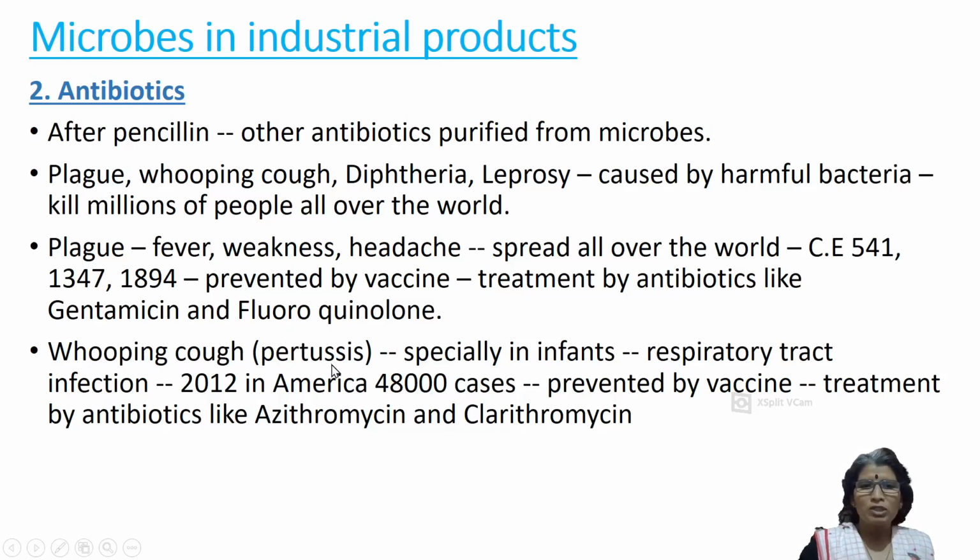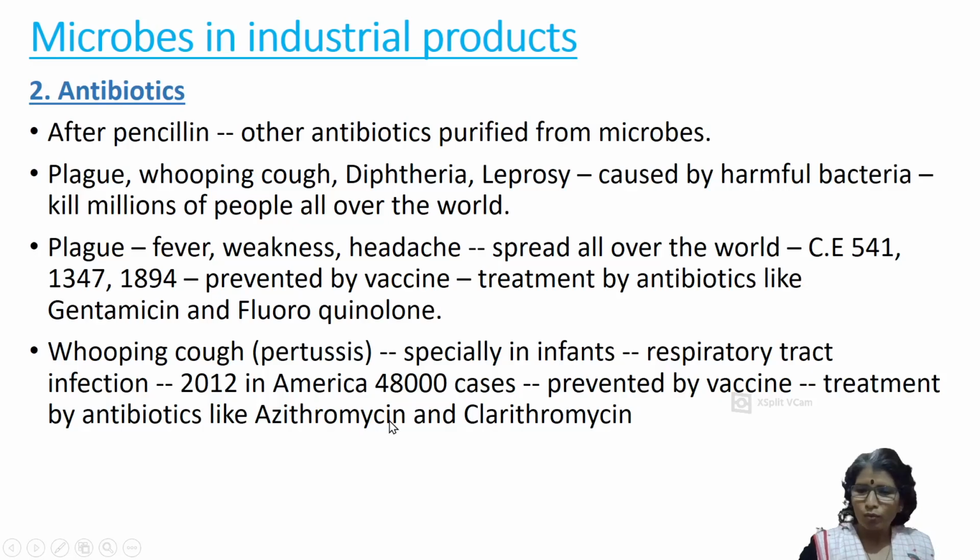And information about whooping cough. The other name is pertussis. Generally, this disease we can see in infants. In infants, the respiratory tract is infected. In 2012 in America, nearly 48,000 cases occurred. Now this disease can be prevented by a vaccine and treated by using antibiotics like azithromycin and clarithromycin.